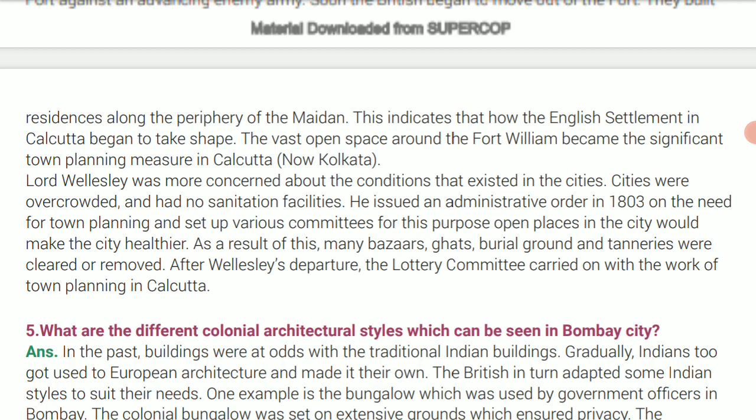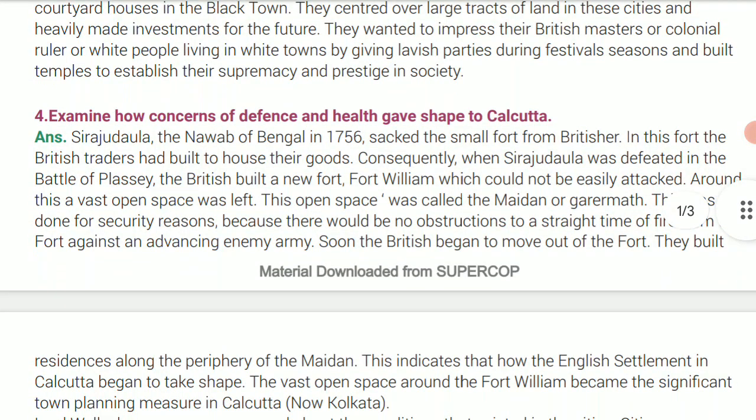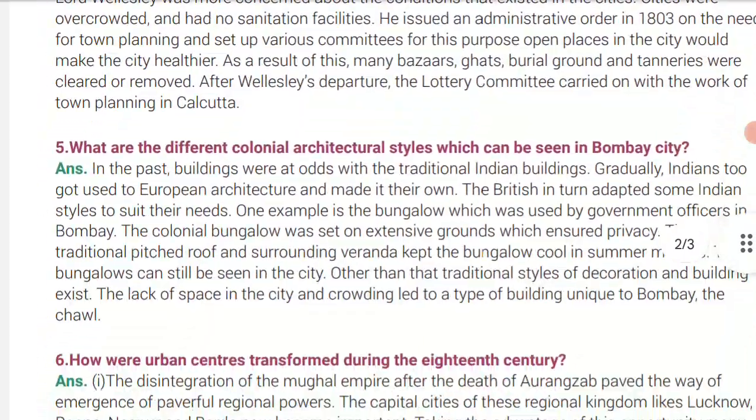Lord Wellesley was concerned about the conditions that existed in the cities. Cities were overcrowded and had no sanitation facilities. He issued an administrative order in 1803 on the need for town planning and set up various committees for the purpose. Open places in the cities would make the cities healthier. As a result, many bazaars, ghats, burial grounds, and tanneries were cleared and removed. After Wellesley's departure, the Lottery Committee carried on with the work of town planning in Calcutta. So this was all about question 4, concern of defense and health in Calcutta.